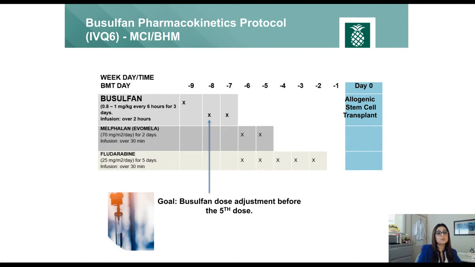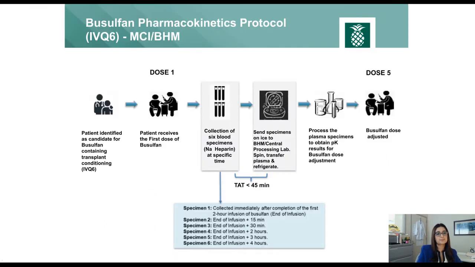The monitoring of Busulfan is done only after the first dose of infusion, and the dose is adjusted according to the area under the curve for the test result. The goal of the Busulfan drug level monitoring is adjusting the dose before the 5th infusion. Busulfan Q6 and Q24 are the most common dosing protocols.